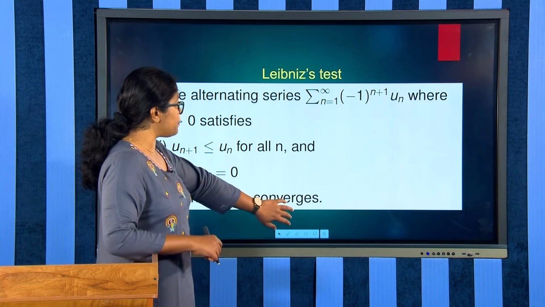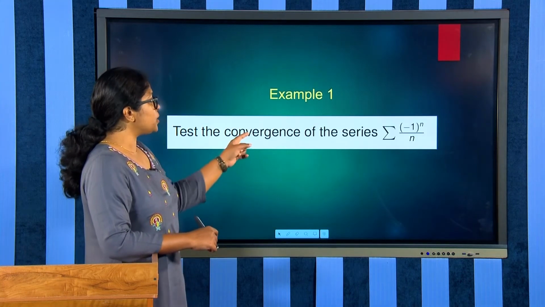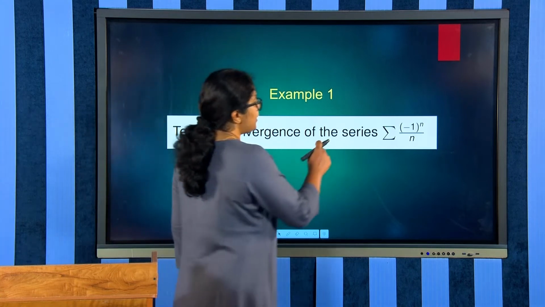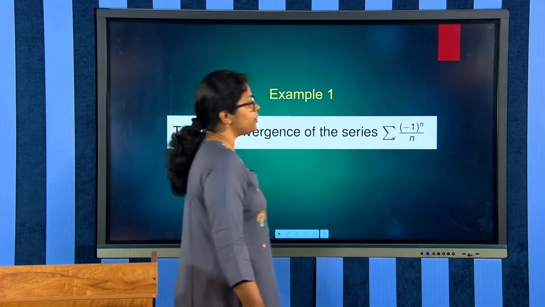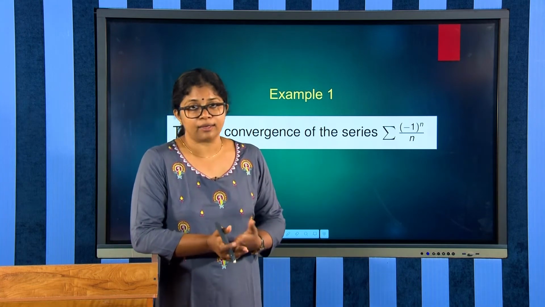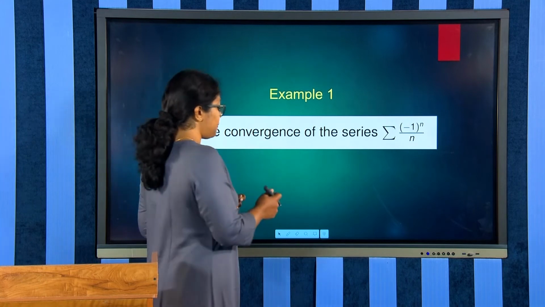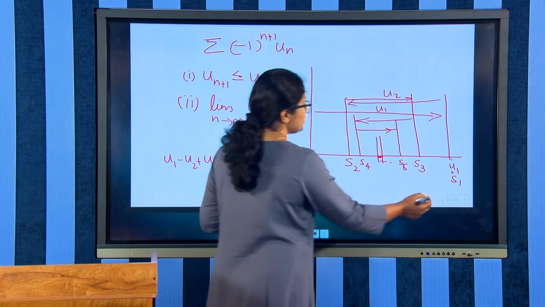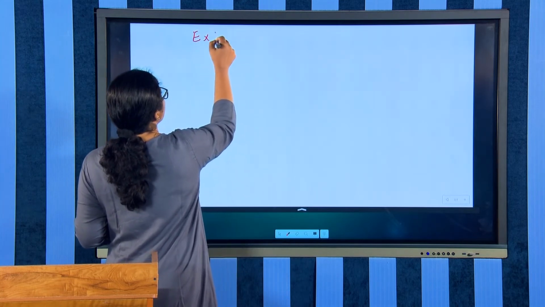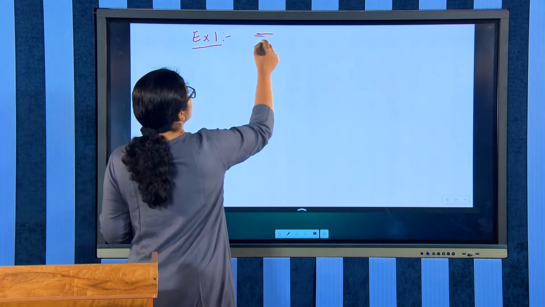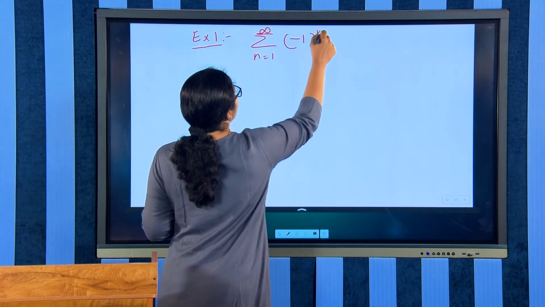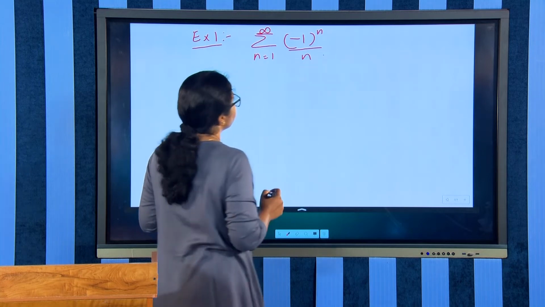Now, using this Leibniz test, we can see the convergence of this series as example 1. Summation minus 1 power n upon n, which we failed to do using the nth term test. Let us see what happens when we apply the Leibniz test here. So the given series is summation n equal to 1 to infinity negative 1 power n upon n.